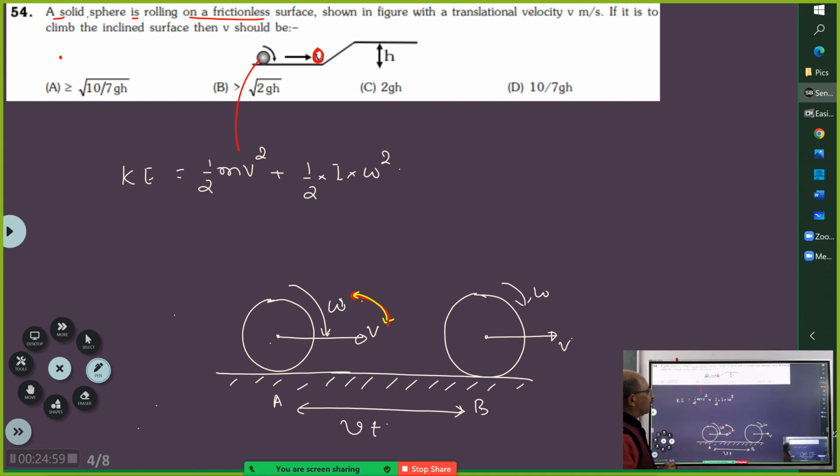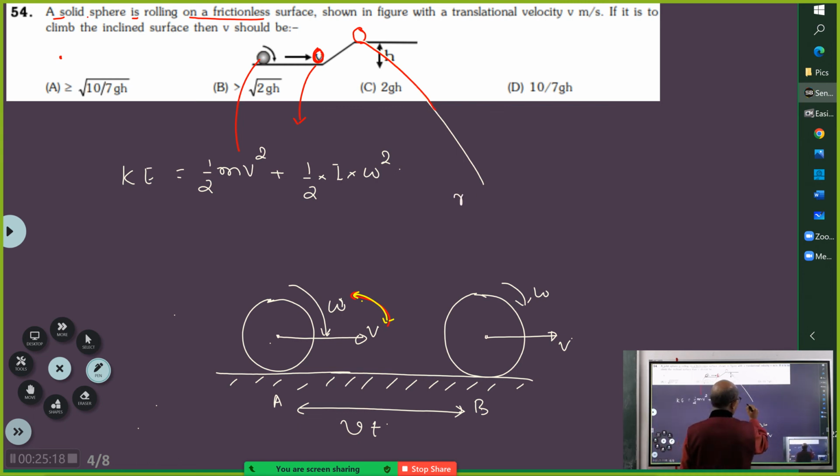Will the energy change when the ball comes there? It will still be the same, correct? Yes. Now, when the ball comes here, what is the energy equation? So here the energy will be mgh, and this rotational kinetic energy will not change, isn't it? It will not change because nothing is changing.